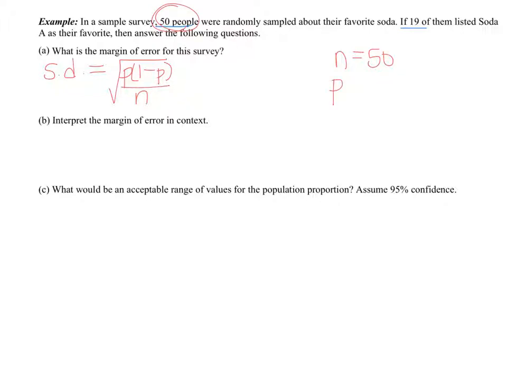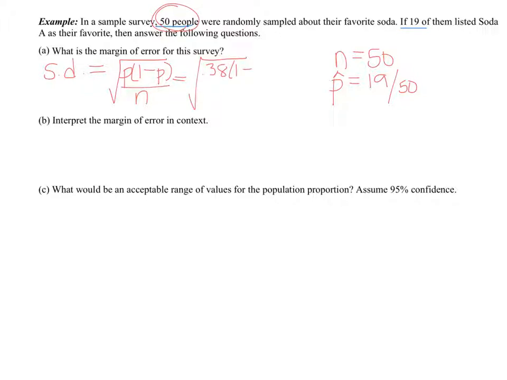Our p hat, in this case, is really p hat because it came from a sample, is 19 out of 50. So again, sometimes they might present this to you as a percent, but this time they just told us the number out of the total, which is really the same thing as giving a percent, just a different format. So I'm going to go ahead and plug these numbers in. I'm going to convert 19 out of 50 into a decimal, because if it's terminating, that's a little bit easier. So that's 0.38.